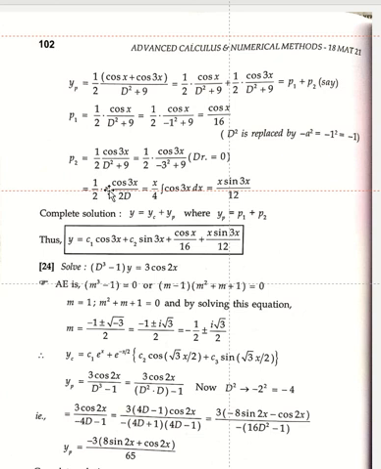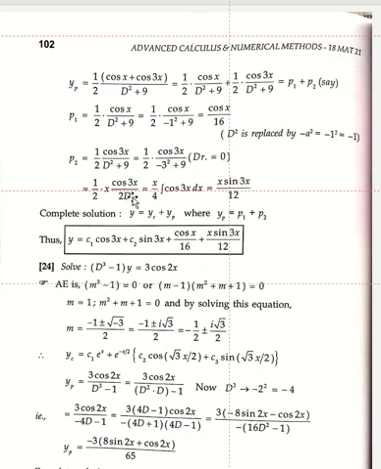Multiply x in the numerator. Write 1 by 2 as it is, and multiply x in the numerator. Write cos 3x as it is and differentiate the denominator. What is the differentiation of D square? 2D. Plus, what is the differentiation of 9? That is a constant, so 0. Therefore x by 2 into 2 is 4. What is the remaining term? The remaining term is cos 3x divided by D.